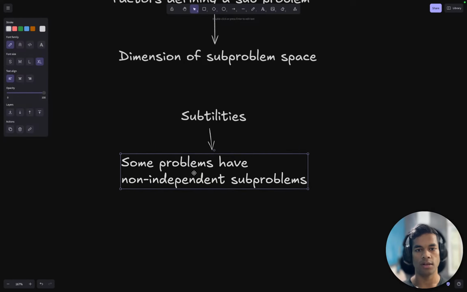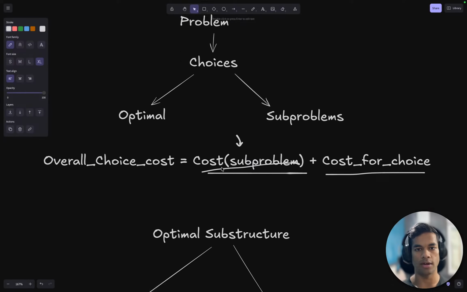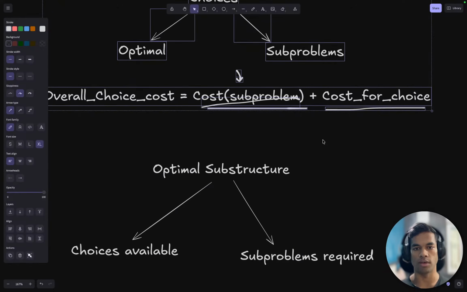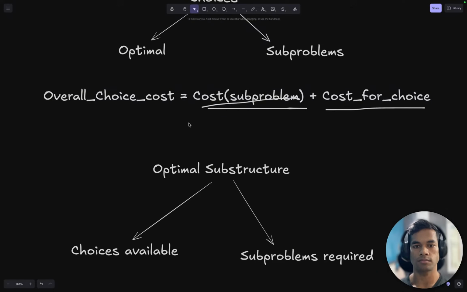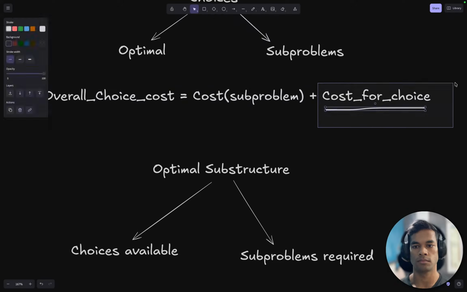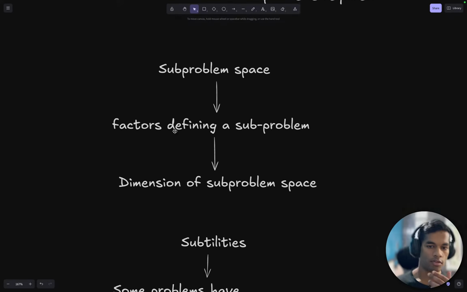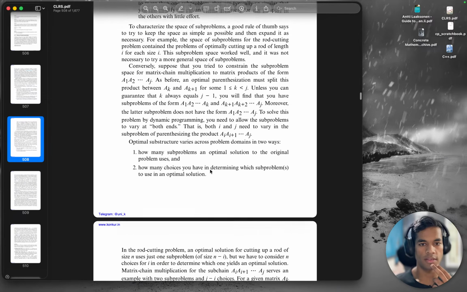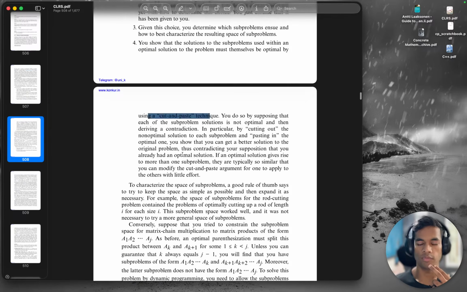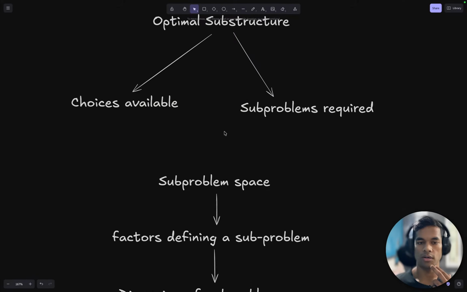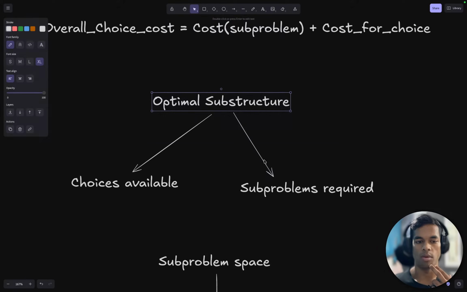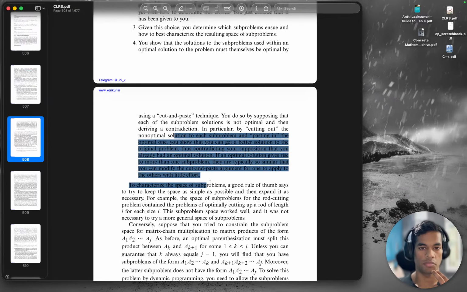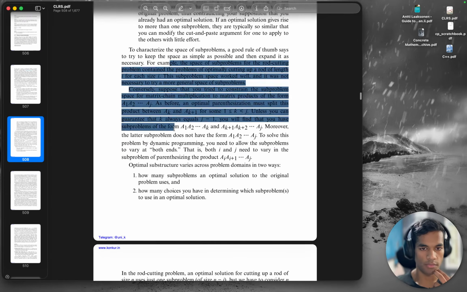So that is cool. These are the things that we have read till now, and we also understand what these things mean, which is even better. These are the things, and there was one more thing there. Cut and paste. Cut and paste refers to the fact that the solution to our problem depends on the optimal solution to our subproblems. That is the cut and paste argument, which involves contradiction.